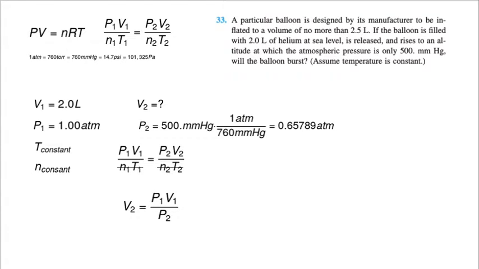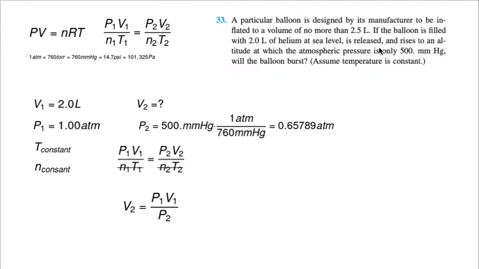Let's take all of these gas law problems and develop the critical skills necessary to solve them. So this is 33. A particular balloon is designed by its manufacturer to be inflated to a volume of no more than 2.5 liters. If the balloon is filled with 2 liters, that is our V1, our first volume, V1, 2.0 liters of helium at sea level. And at sea level, the atmospheric pressure, the external pressure, will be 1 atm.